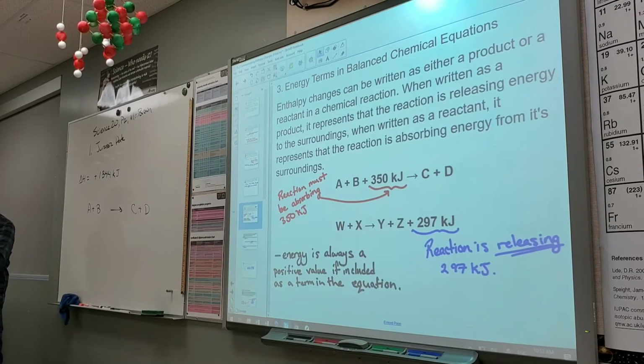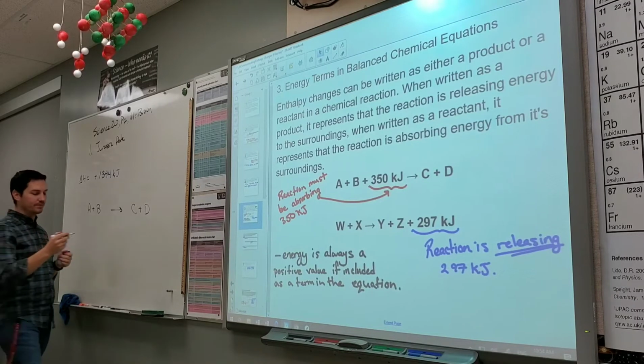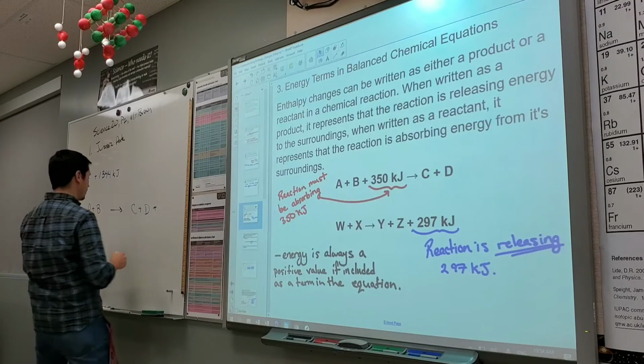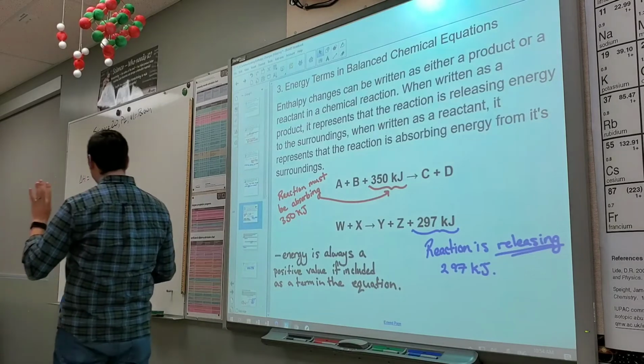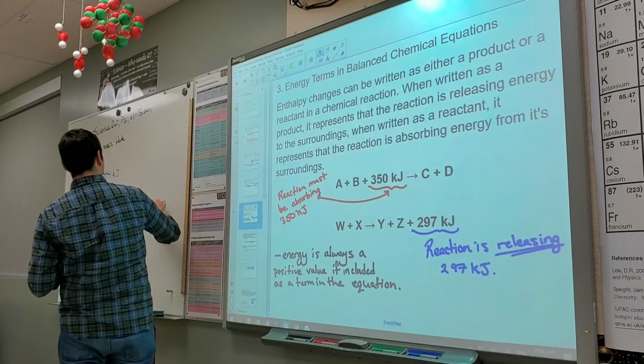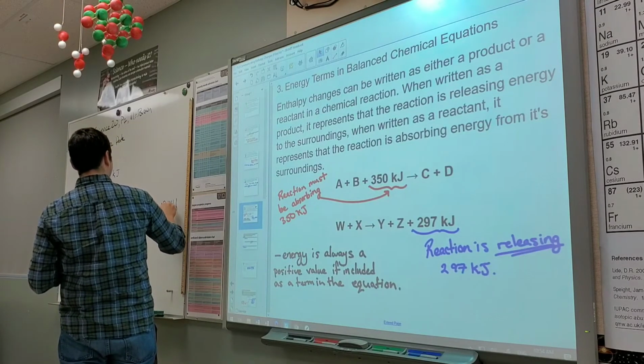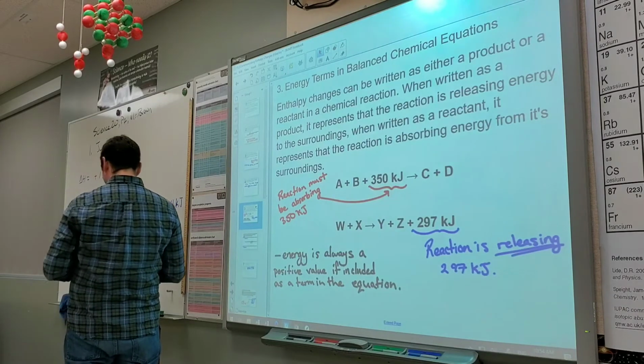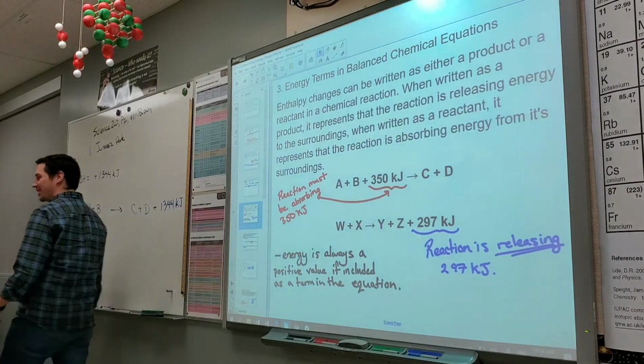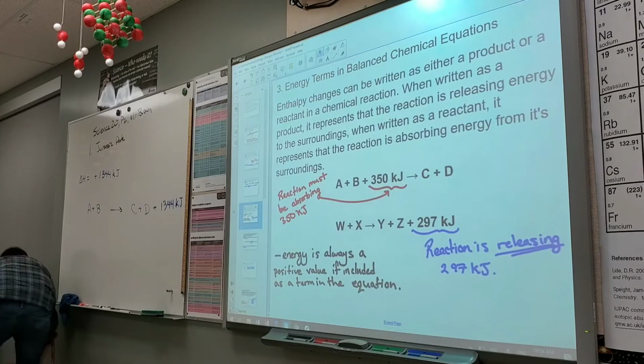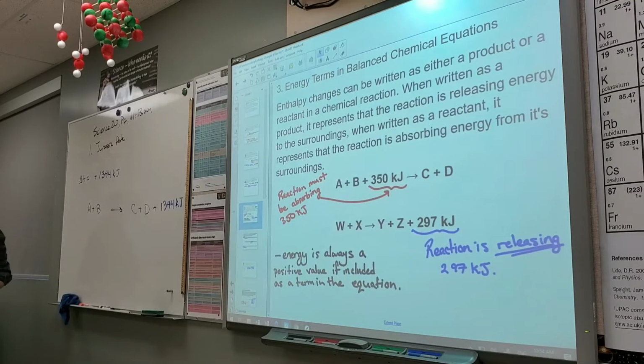Let's use your intuition. Where do you think it should go? Product or reactant? Product. Sure, no problem. Matthew, thank you for contributing to the class by apparently answering the question without looking at the question.